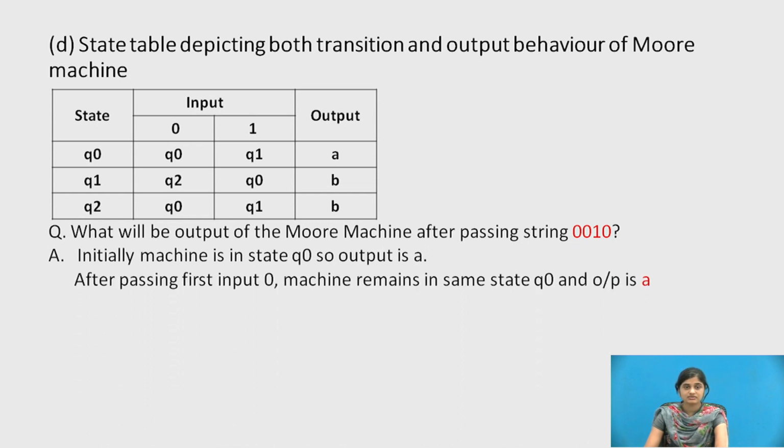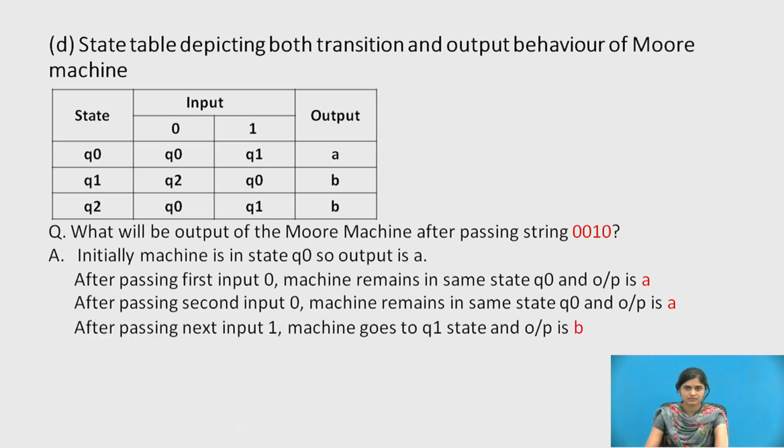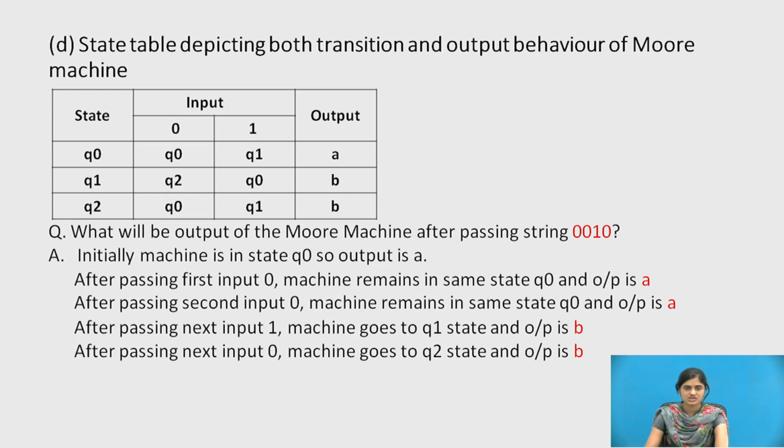Next, after passing the first input 0, the machine remains in the same state Q0 and the output is again A. After passing the next symbol, that is the second 0, the machine again remains in the same state and the output at Q0 state is A. After passing the third symbol, that is 1, the machine goes to Q1 state and the output is B. After passing the next input 0, the machine goes to Q2 state and the output at the Q2 state is B. So the output of the Moore machine in this case will be AAABB.